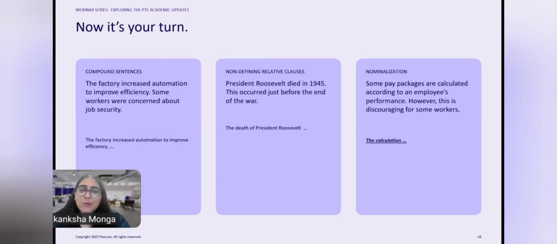Let's do a quick task to see if we can practice this. I've got some information here for each of these categories: the compound sentences, the non-defining relative clauses, and the nominalization. We have some examples that have been started for you. If you'd like to try, you can put your answers in the chat. You might not want to do all of them. You could try any one of them in the chat. In the meanwhile, I'm going to take a look at any other questions.